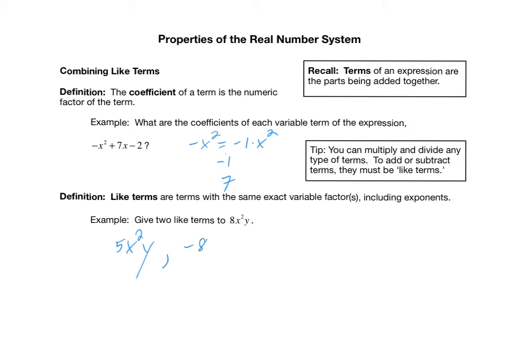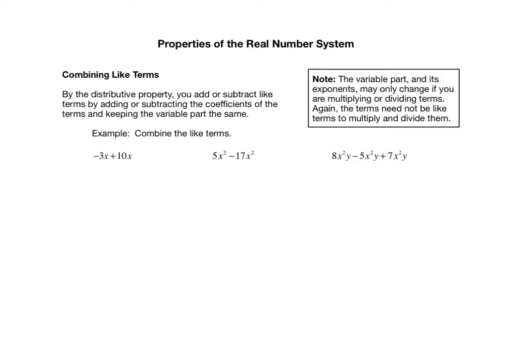Or negative 8x squared y. That is a like term. Or 42.7 x squared y. These are all like terms because they have the exact same variable part, including the exponents on those variables. Now that we have like terms defined, we can now talk about how we add and subtract like terms. And we add and subtract like terms directly as a function of the distributive property. What you do is you simply add or subtract the coefficients of the terms and you keep the variable part exactly the same. So we want to combine the like terms here.